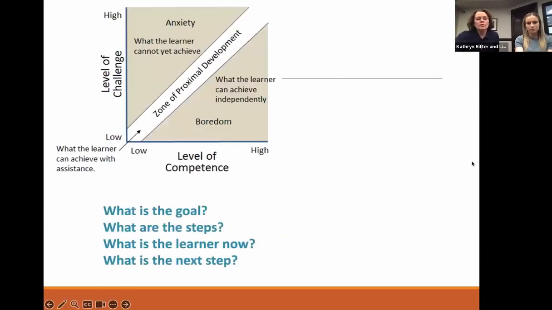So zone of proximal development, you've already heard about, but it's basically this idea that if learners are pushed too far past where they are comfortable or able, they are not going to be able to do the task, and thus they may not be willing to try to do the task.